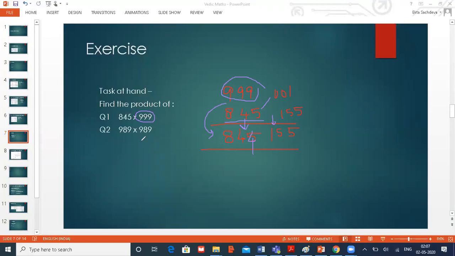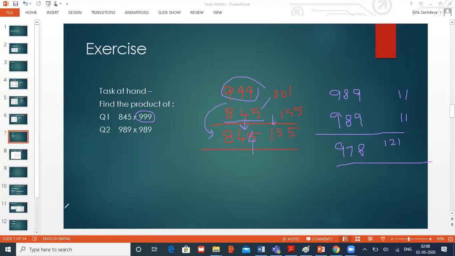Similarly, now it's 989 into 989. You can do it better than the calculator and faster than the calculator. Again, it's 989 being multiplied by 989. How much less is 989 than 1,000? We know it is 11 less. So it's going to be 11, but I need to occupy 3 digits. So I will put 121 here. And this is how much? Got it. It's 978. And that's your answer.